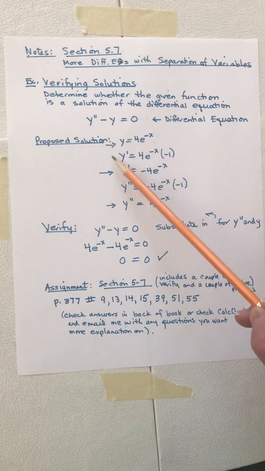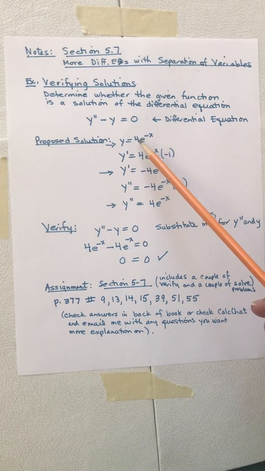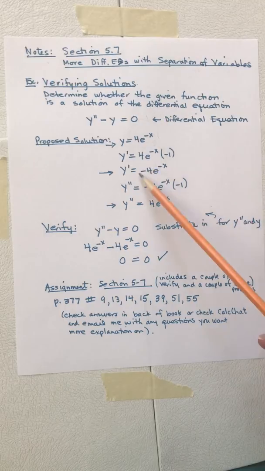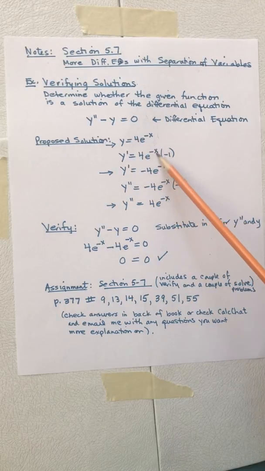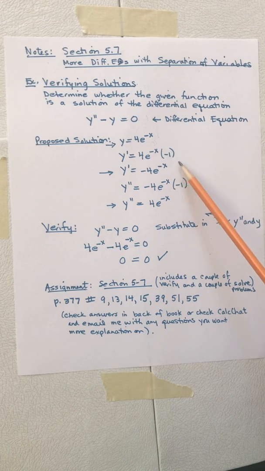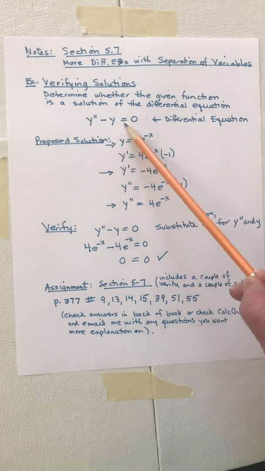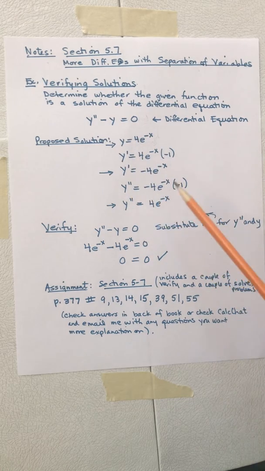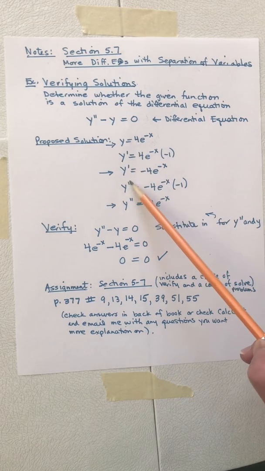So the first derivative is the derivative of 4e to the negative x, which is 4e to the negative x times the derivative of negative x, which is negative 1 by chain rule. Simplified, it's negative 4e to the negative x. But we don't have a y prime here. We need a y double prime. So the derivative of y prime is y double prime.